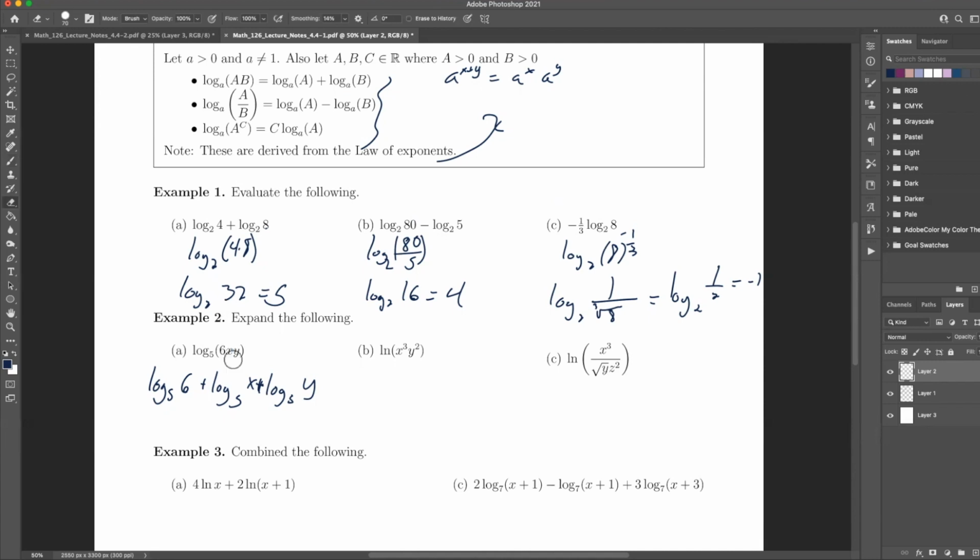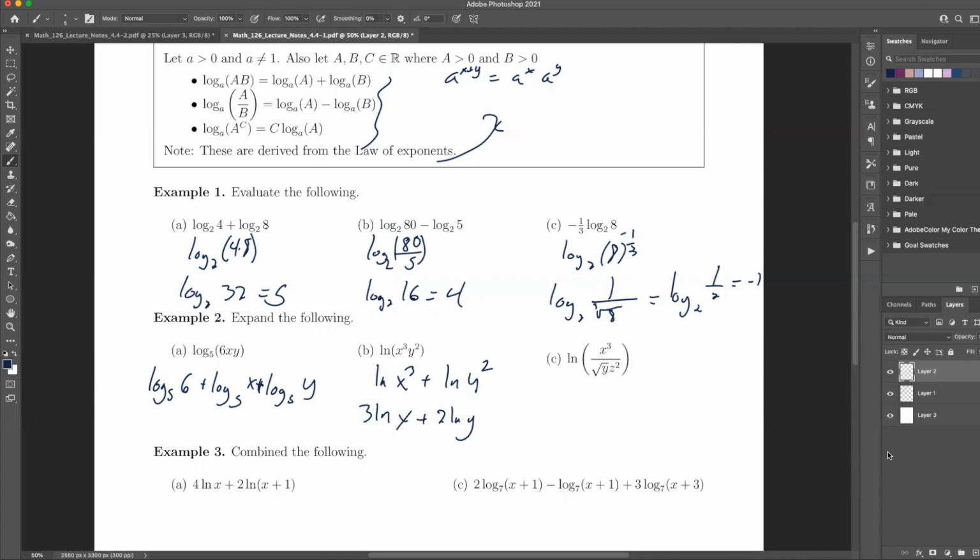Multiplication inside turns into addition. So you can just write this one plus this one plus this one. So you don't have to break it into steps. You can just go for it. Here, I'll take ln of x cubed y squared. So here I'm going to use this first rule right here. And then here we can turn these exponents into addition, so this will be 3 ln of x plus 2 ln of y. All right.